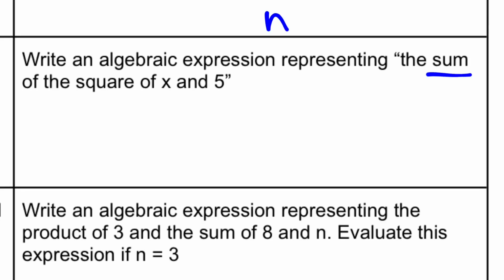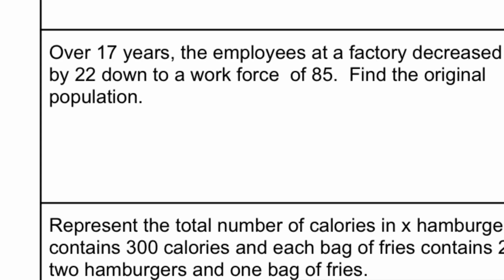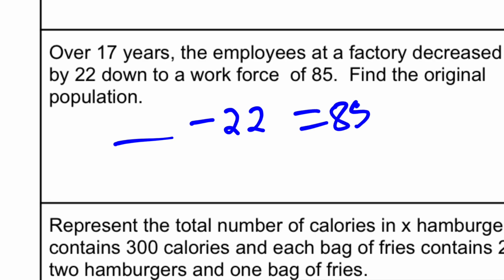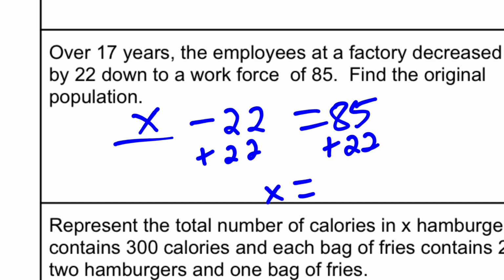Sum means addition. Square of x is a fancy way of saying x squared. So I'm going to take x squared plus 5. I started with some number of employees. It decreased by 22, and now I have 85. Let's put in an x for that original population, and this is now a one-step equation. If I add 22 to both sides, I originally had 107 employees.